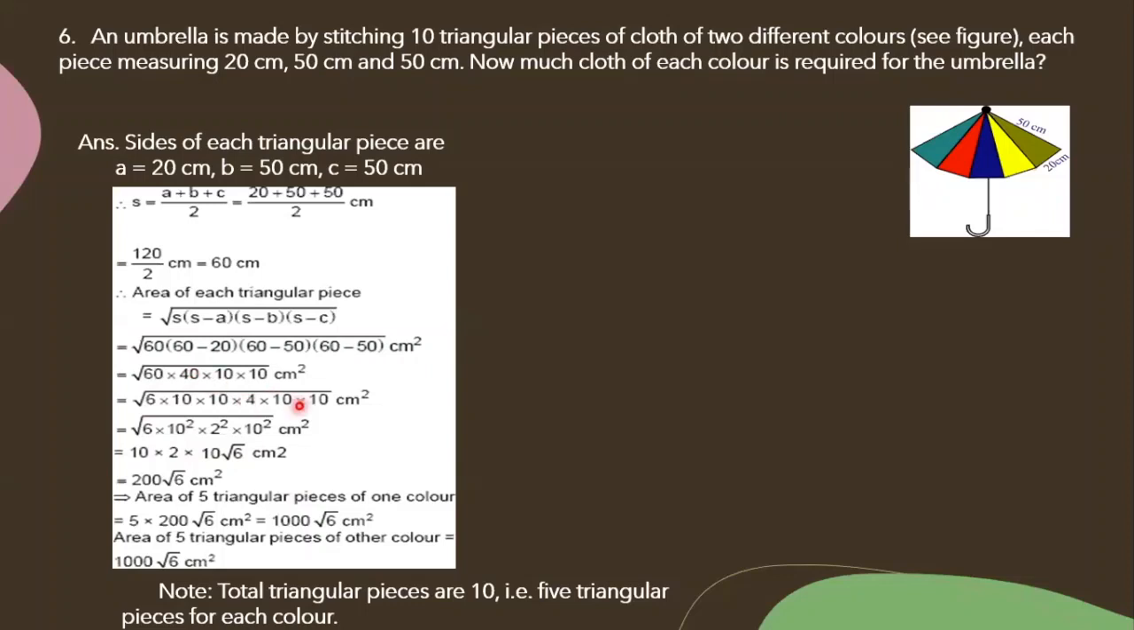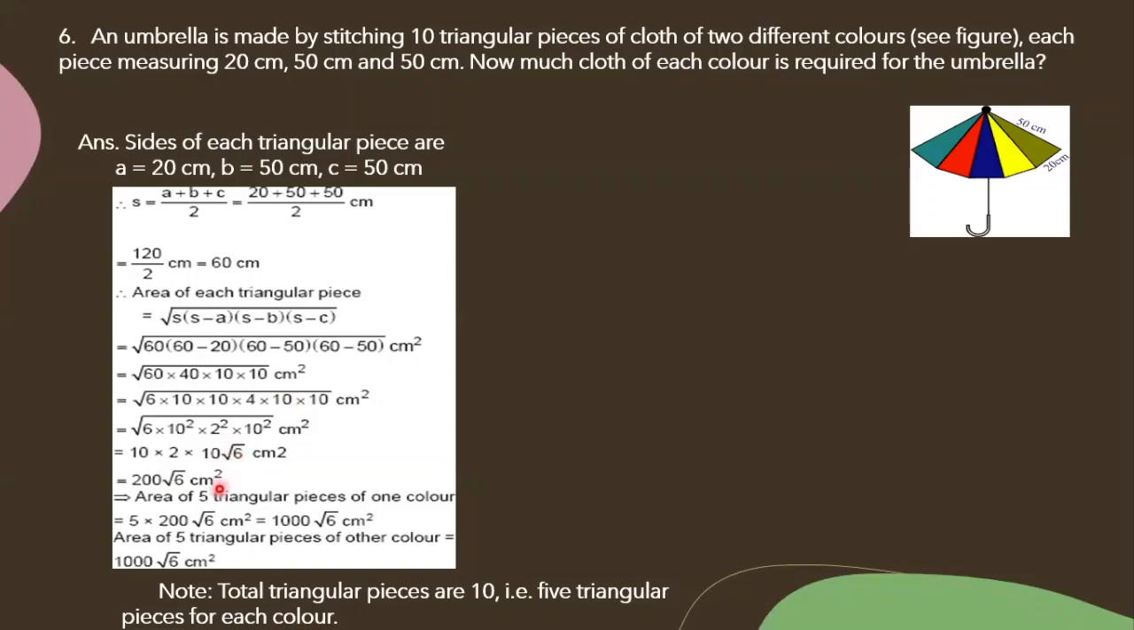Here 10 into 10, two 10 squares are there, so 10 will come out. Here again 10 into 10, again 10 will come out. 2 square, 2 will come out. So it is 10 into 2 into 10, it is 200 root 6. It is 10 into root 6. 10 into root 6 and 10 root 6 are both the same, no, Anmol? Yes, ma'am. Am I clear now?